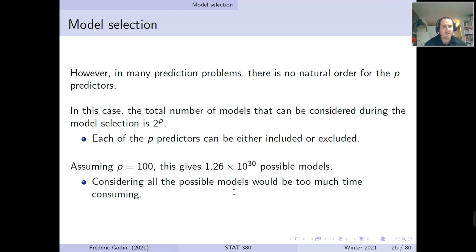Okay, so let's say you have 100 predictors, a very high dimensional regression setting. How many models are there? Well, this gives 1.26 times 10 to the power 30.